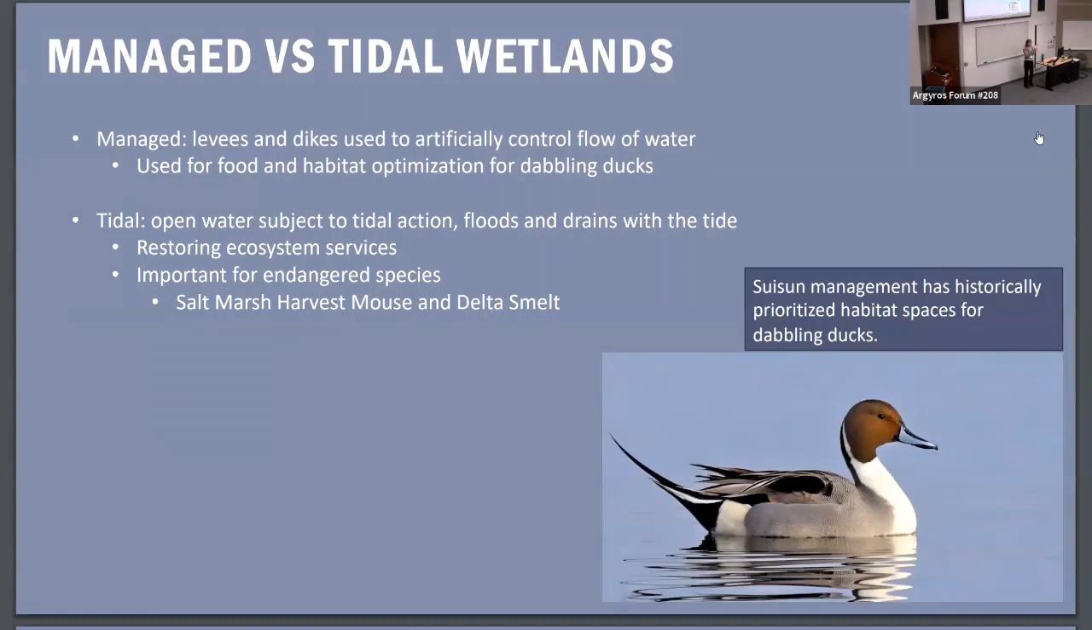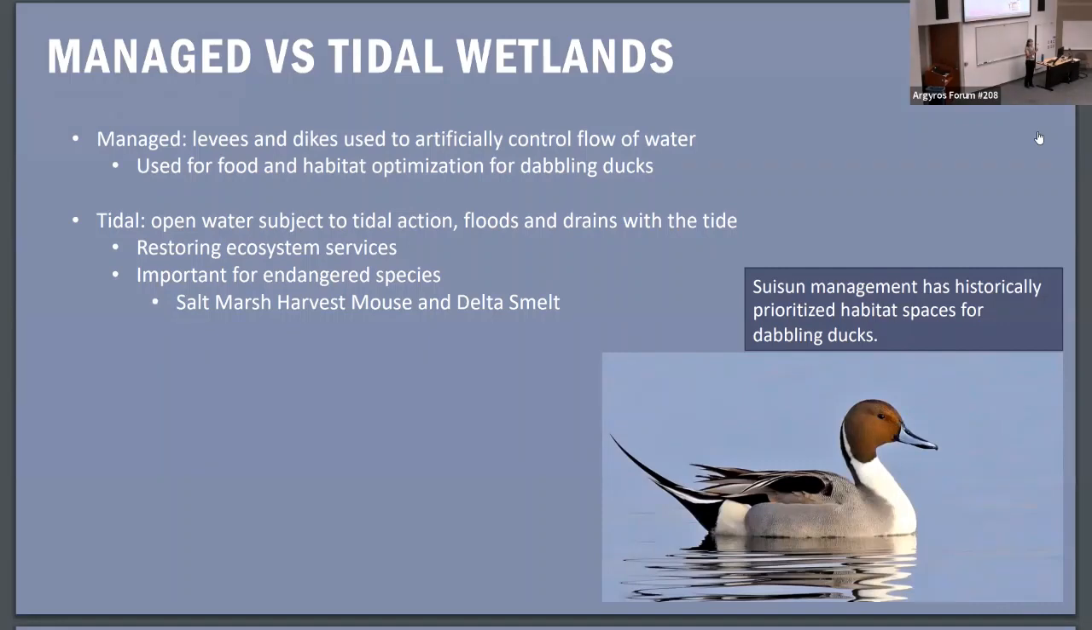So managed versus tidal wetlands, what is it? Managed wetlands use levees and dikes to artificially control the flow of water and are primarily used for habitat and food optimization for dabbling ducks, like the really cute northern pintail that you see up there. While tidal wetlands are open water subject to tidal action, and they flood and drain with the tide.